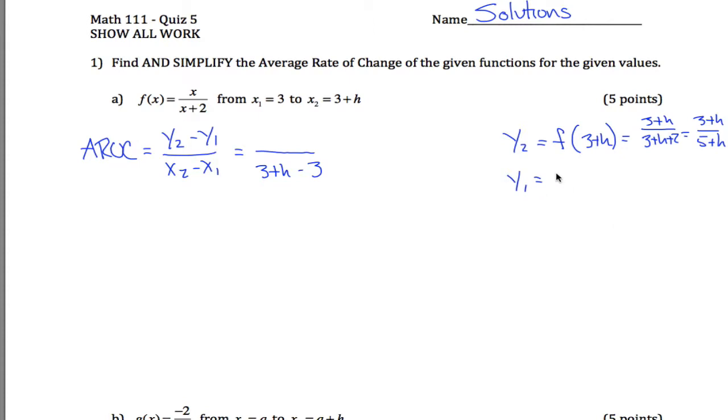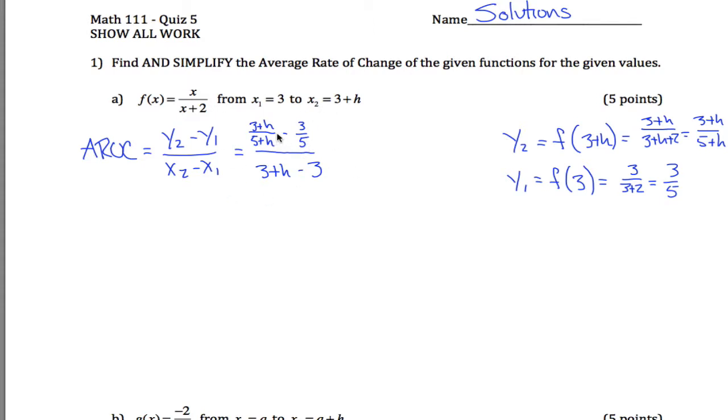Similarly, for y1, I'd want f of x1. x1 is 3. So what I now do is I take f of x, and everywhere I see an x, I change it into a 3. So it's 3 over 3 plus 2. In other words, 3/5. So over here, I can say y2 is 3 plus h over 5 plus h. And from that, I want to subtract y1, which is 3 over 5.